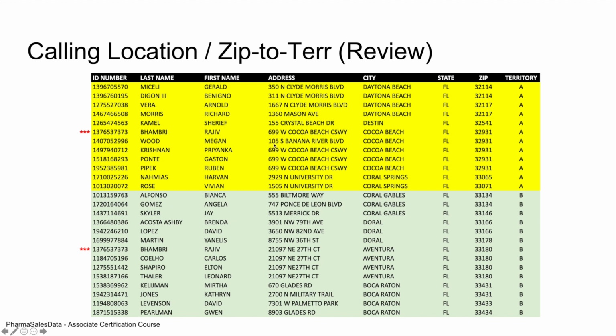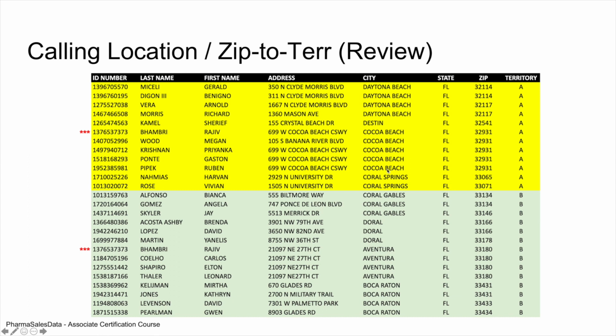So all the healthcare providers who have a calling location, a private practice, a hospital, somewhere where the HCP practices medicine at a healthcare organization, a calling location. And we want to make sure that the zip codes for these calling locations are aligned to this territory, and the zip codes for these calling locations are assigned to this territory. So that's how things are broken out.